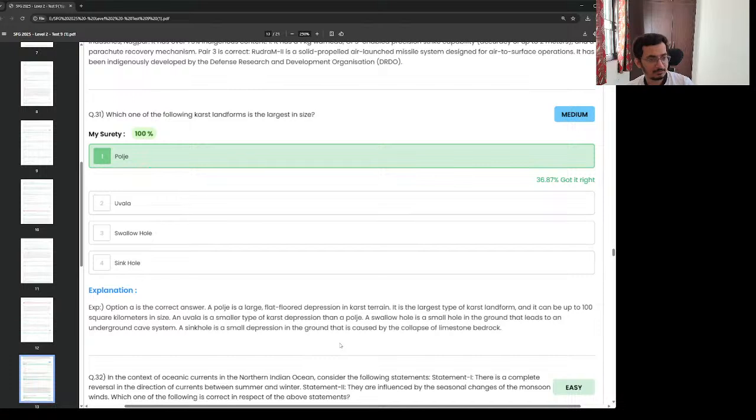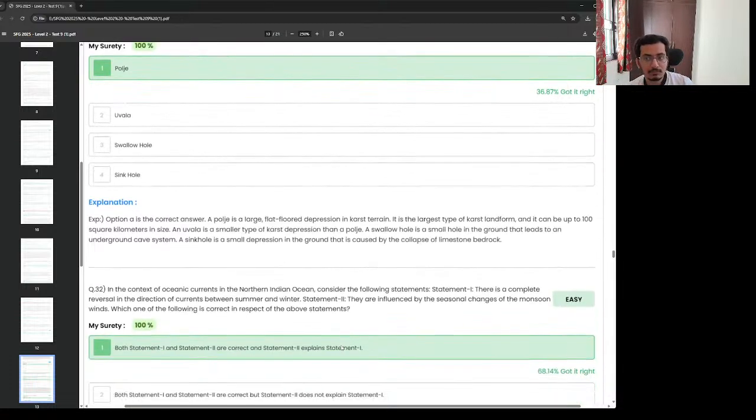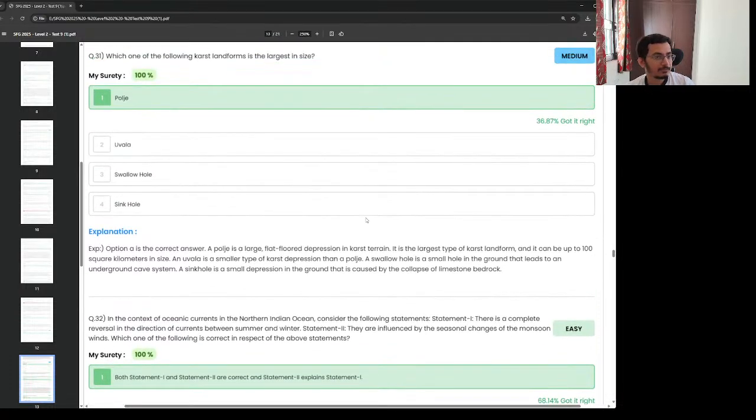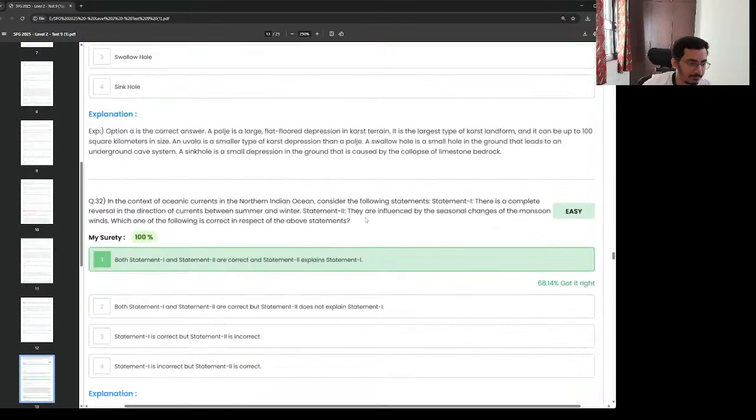Yeah, I think sinkhole, swallowhole, Uvala, and Polje. Sinkholes, then it becomes a smaller hole, then Uvala and Polje. Polje is good. Then what else do we have? Which of the following karst, yeah, this we have done.